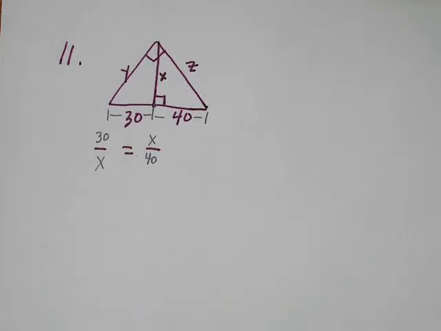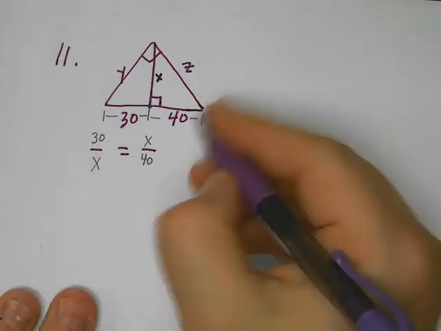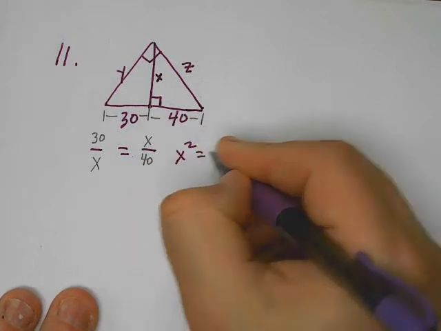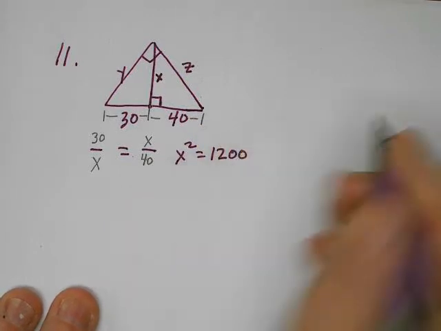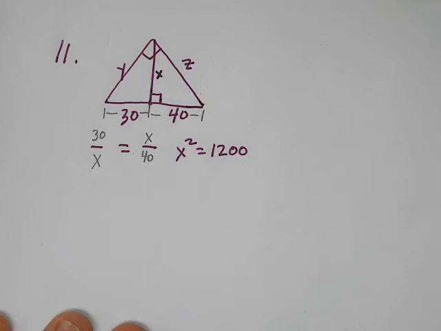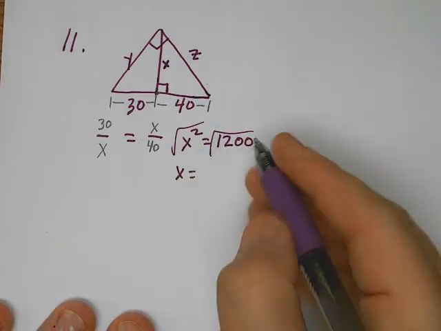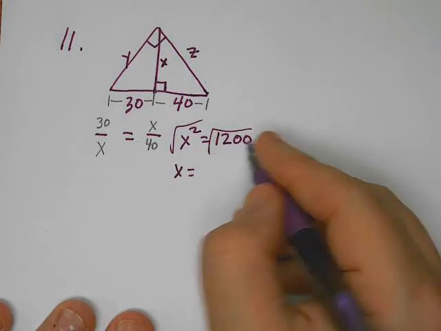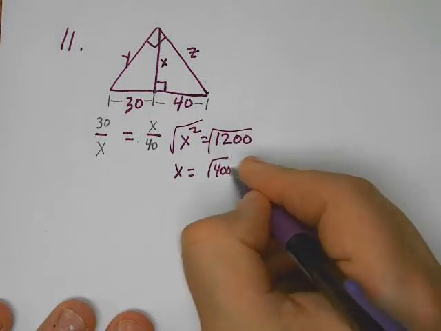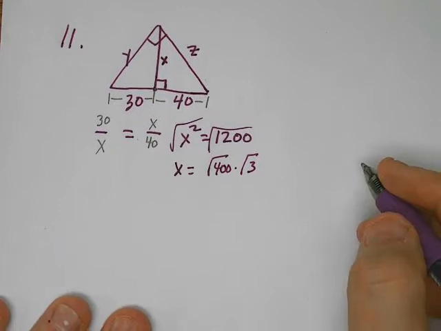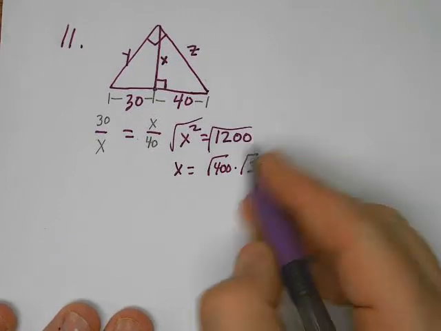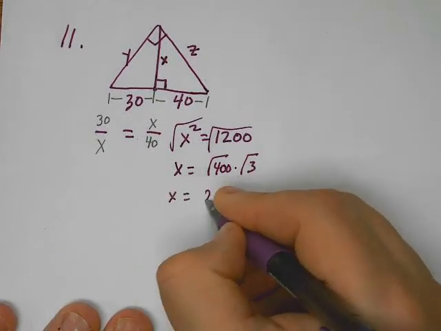Okay, so now to solve the proportion, nothing changes as we've done it in the past. X squared is equal to 1200, 30 times 40. Now I'm going to simplify both sides. So then x is equal to the square root of 400 times the square root of 3. 400 is a perfect square because it's 20 times 20.